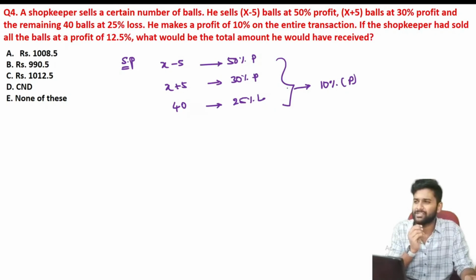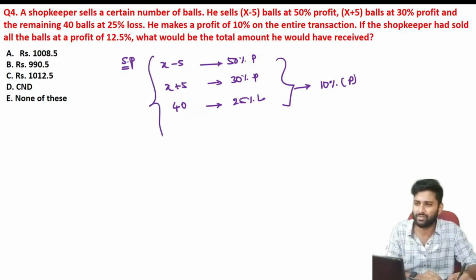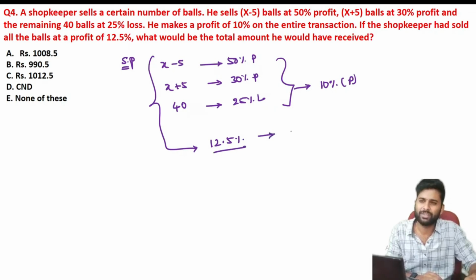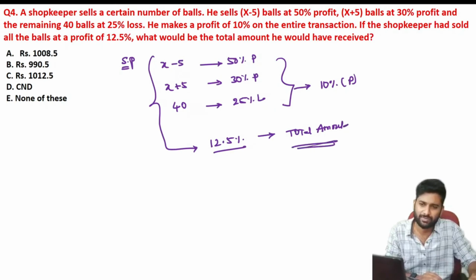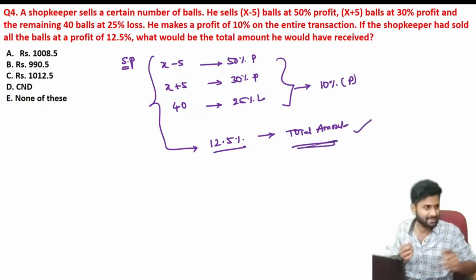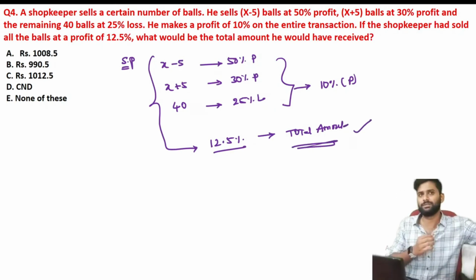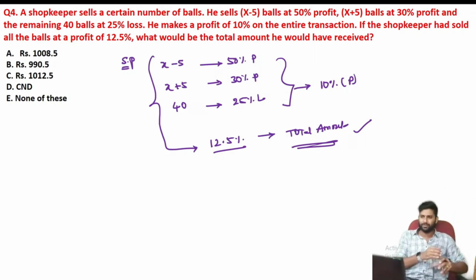If the shopkeeper had sold all the balls at 12.5 percentage, what would be the total amount? So you should identify what would be the total amount received by the person. What can be the answer, guys? Try to understand the information first of all.